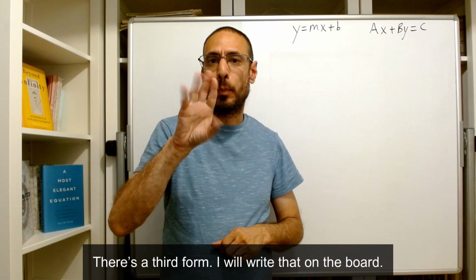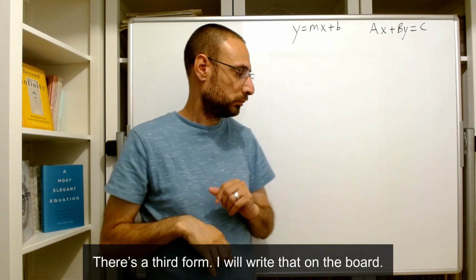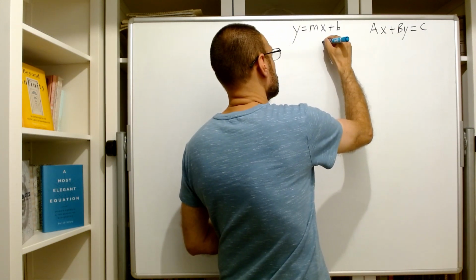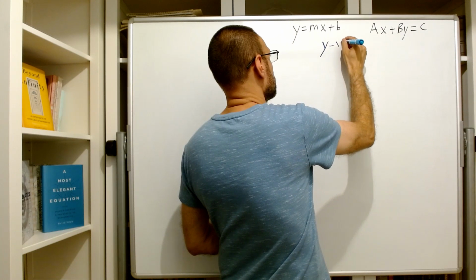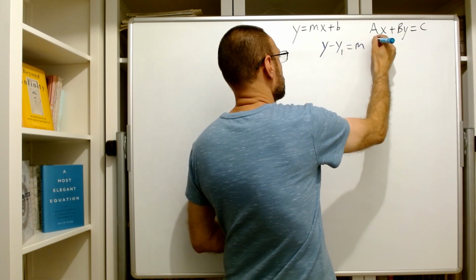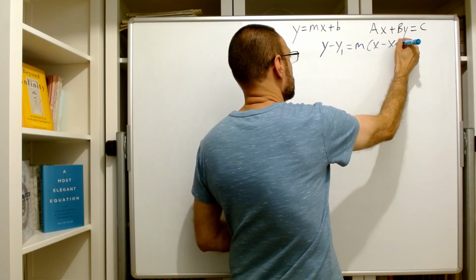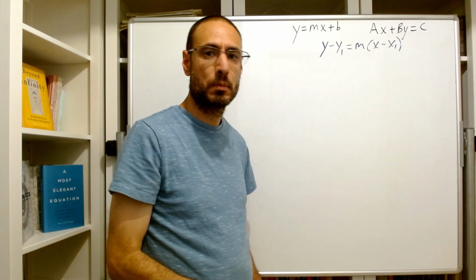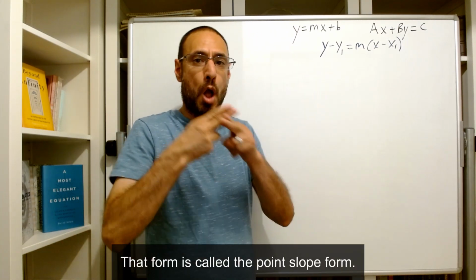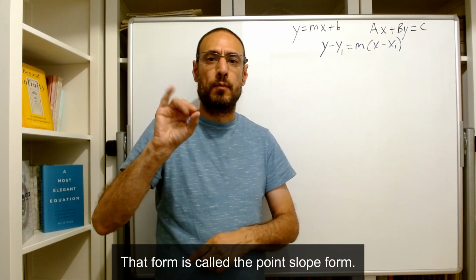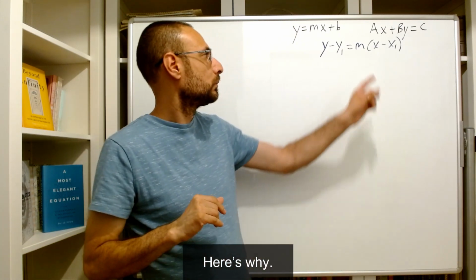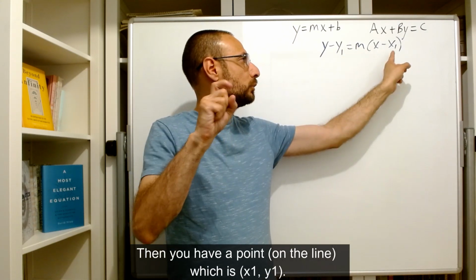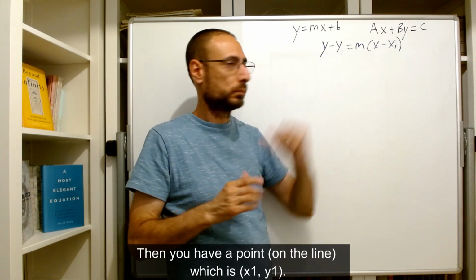There's a third form. I will write that on the board. That form is called the point-slope form. Here we have m, which is the slope. Then you have a point on the line, which is x sub 1, y sub 1.